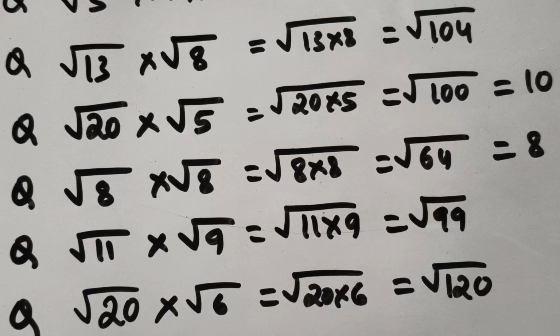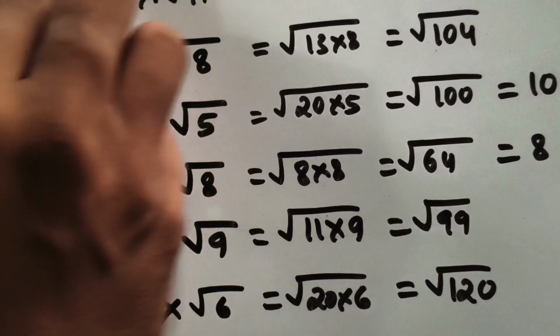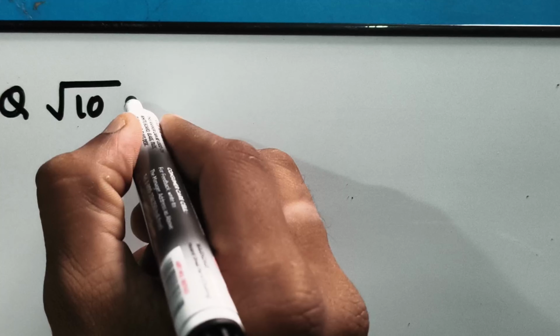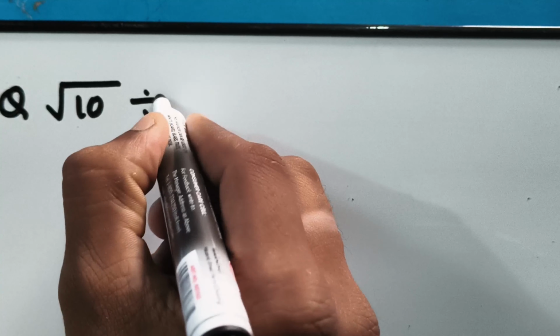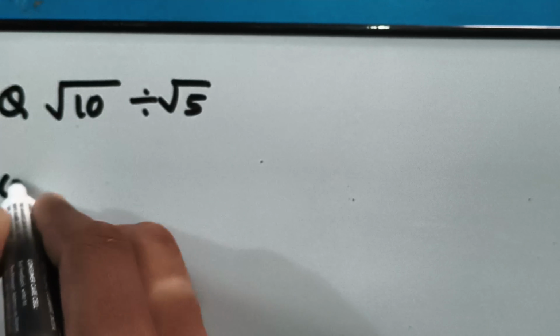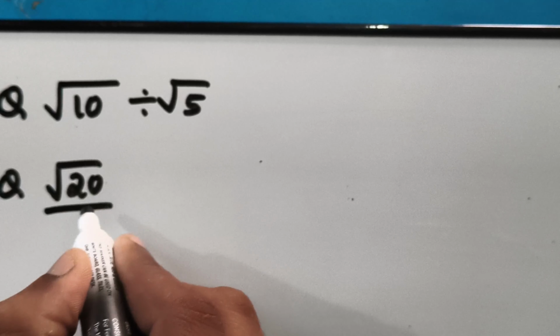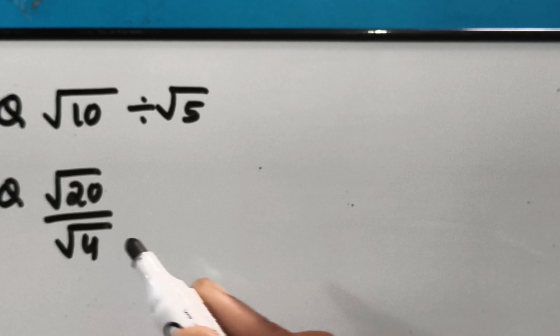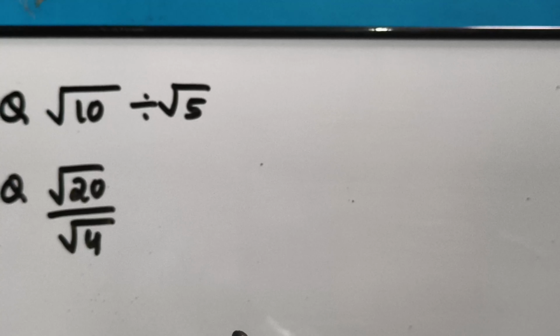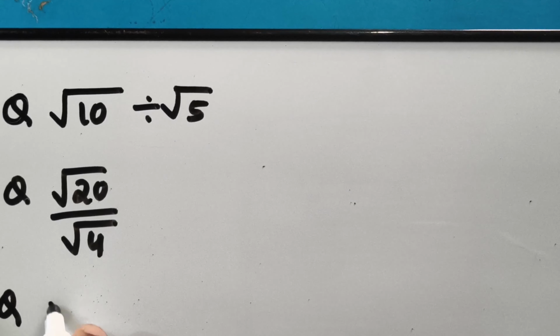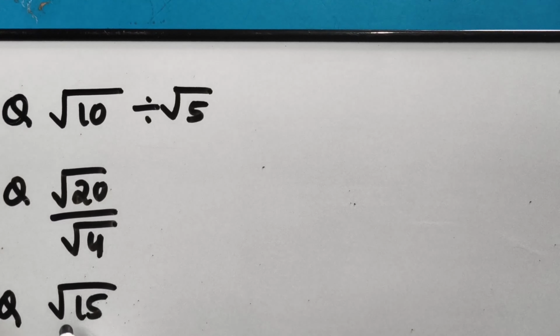See, these are the questions based on multiplication. Let us solve some questions based on division. Root 10 divided by root 5. One more question. Root 20 divided by root 4. How do we solve these questions? Let us see. Let me write one more question. Root 15 divided by root 5.